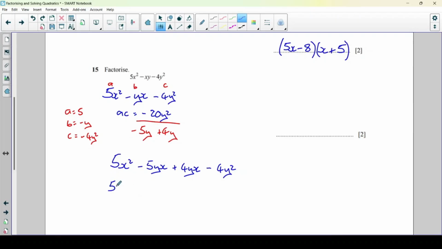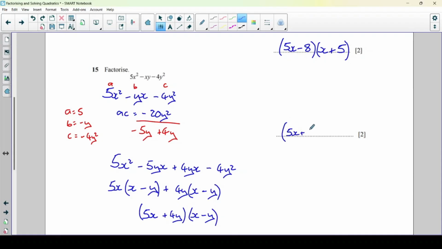I can take 5x out of the first ones and I get x minus y. And then for these two I can take 4y out of both of them, and again I get x minus y. So we've got 5x plus 4y in one of the brackets and x minus y in the other. Really tricky question, that one. Well done if you managed to do it.